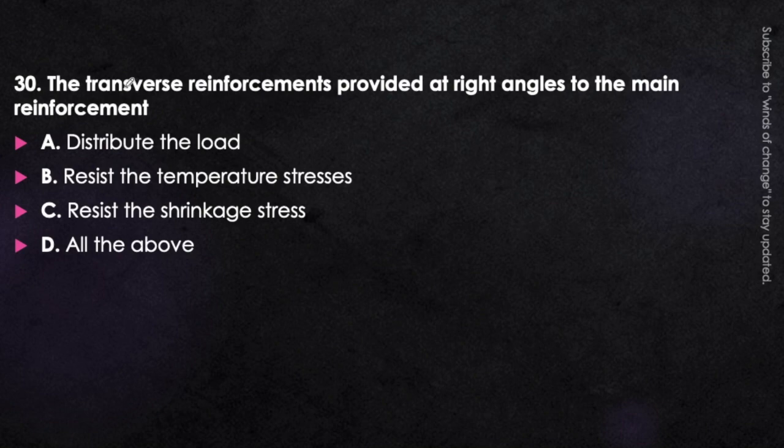Next question. The transverse reinforcement provided at right angle to the main reinforcement is to distribute the load, to resist the temperature stresses, to resist the shrinkage stresses, or all of the above. It is also an easy question. Why do we provide the distribution reinforcement? The transverse or distribution reinforcement is provided at right angle to the main reinforcement for all of these reasons: to distribute the load, to resist the temperature stresses, and to resist the shrinkage stresses. Okay, temperature and shrinkage, for these two conditions as well as to distribute the load, we provide transverse reinforcement.